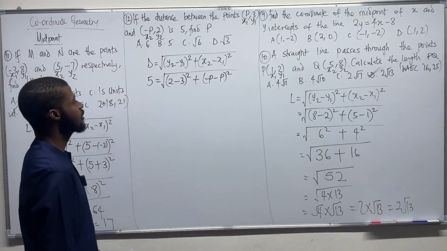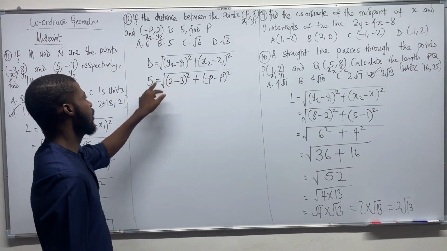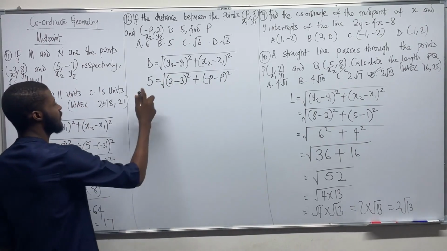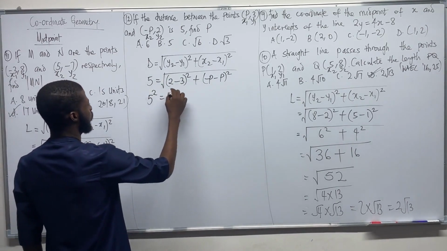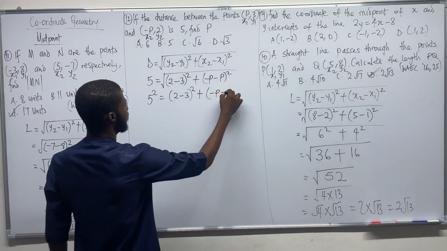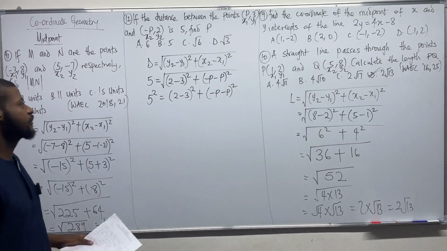Now remember that since what we're looking for is inside this square root, we need to remove the square root. So what is the opposite of square root? Square. So we have to say 5 squared is equal to 2 minus 3 squared plus minus p all squared. So that's correct. So this is what we have.